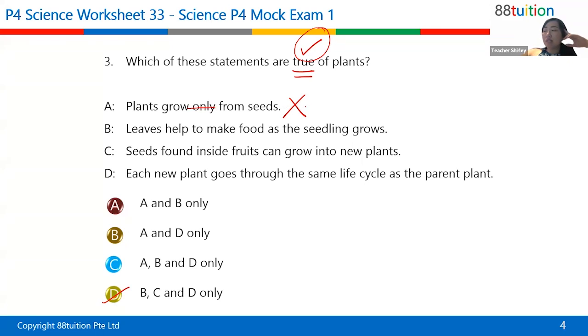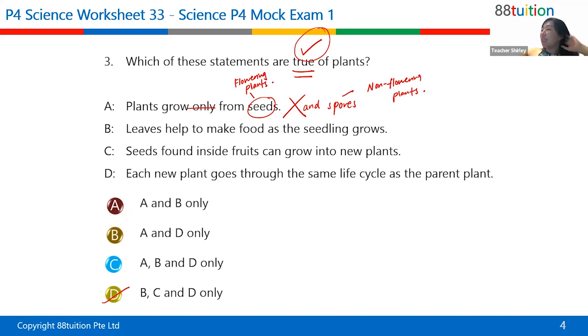They grow from seeds and spores. Do not forget, I'm just revisiting some concepts now because we're doing revision, right? There are such things called non-flowering plants. Non-flowering plants actually reproduce by spores, okay? Seeds are for flowering plants.